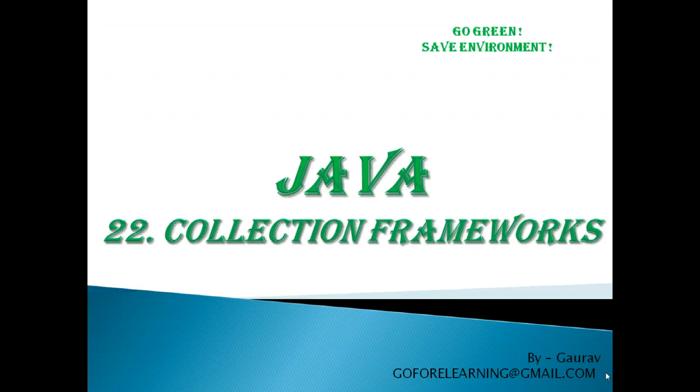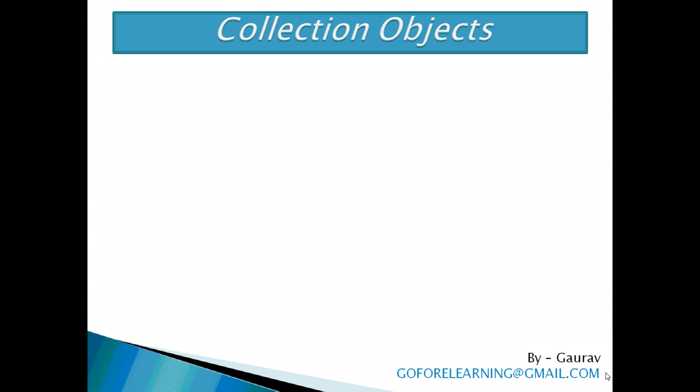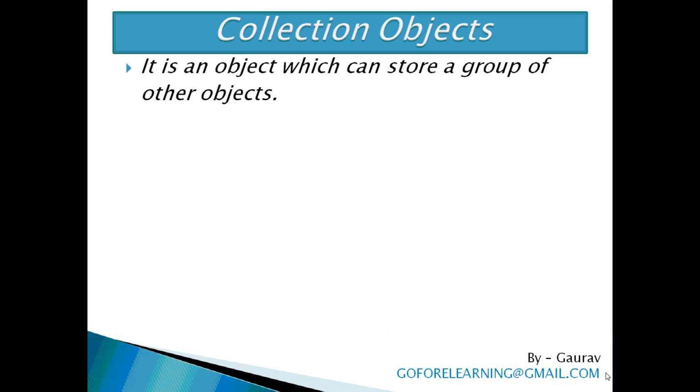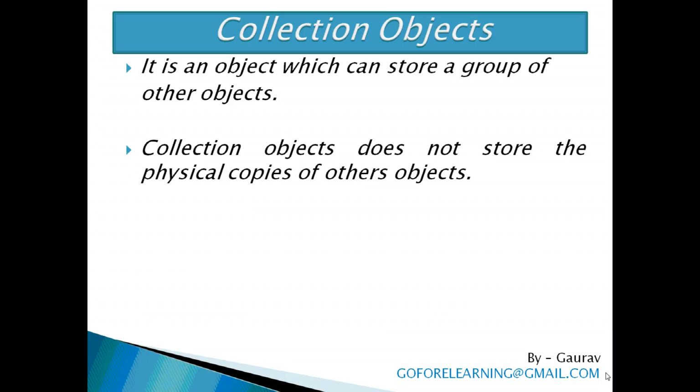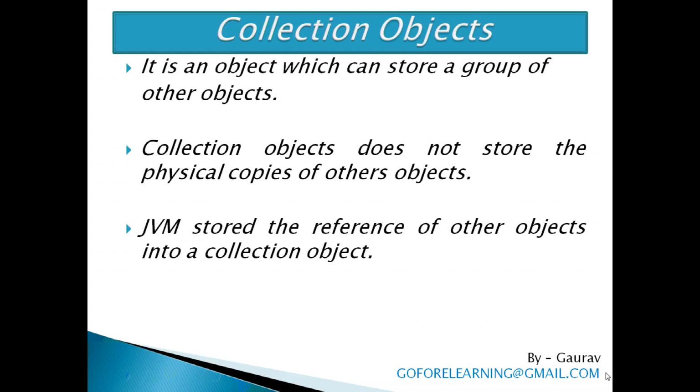Let's keep the collection frameworks topic on the table today for discussion. What are collection objects? A collection object, or a container object, is an object which can store a group of other objects. In fact, collection objects do not store the physical copies of other objects. Since the other objects are already available in memory, storing another copy of them into collection objects would be a waste of memory. So the JVM does not store the copies of other objects. It simply stores the reference of the other object into a collection object.